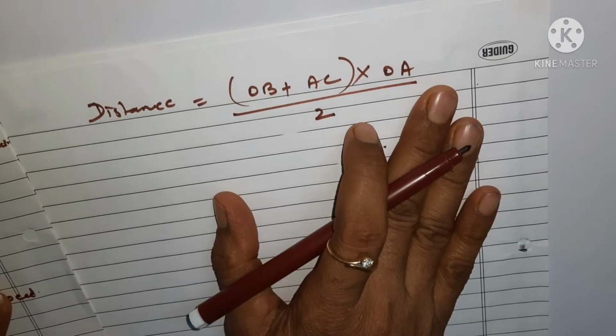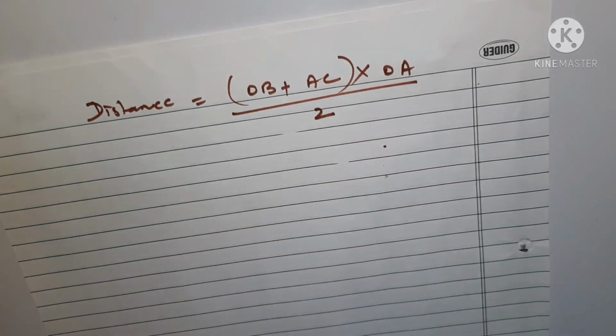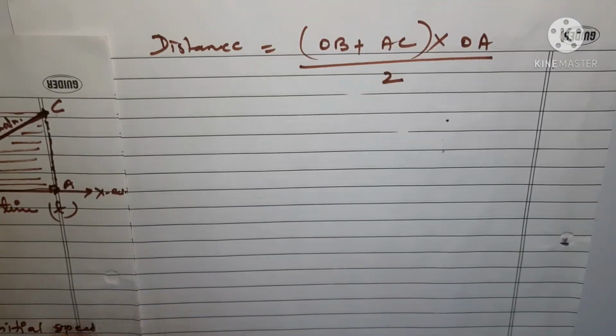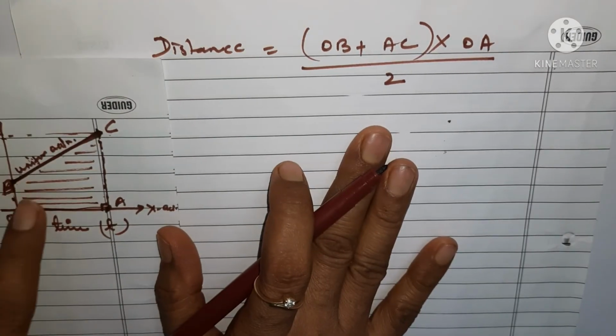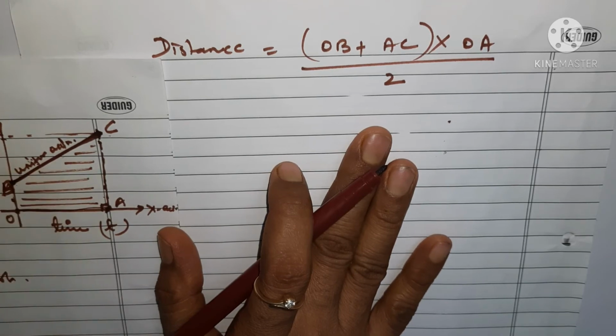This formula is going to give you the distance of the moving body which is not having initial velocity 0. In such cases you can find the area of this trapezium to get the distance covered by the moving body in this motion.